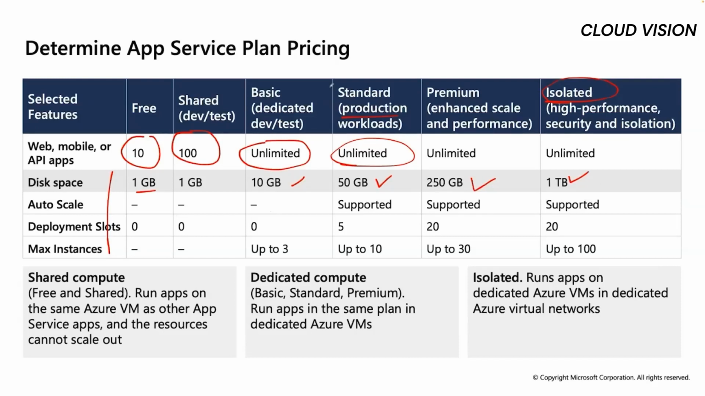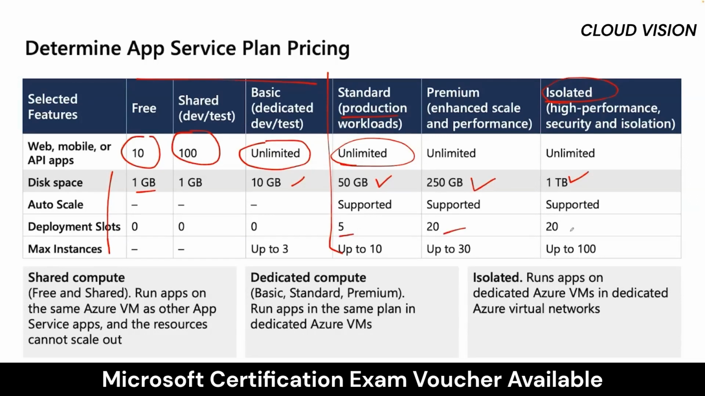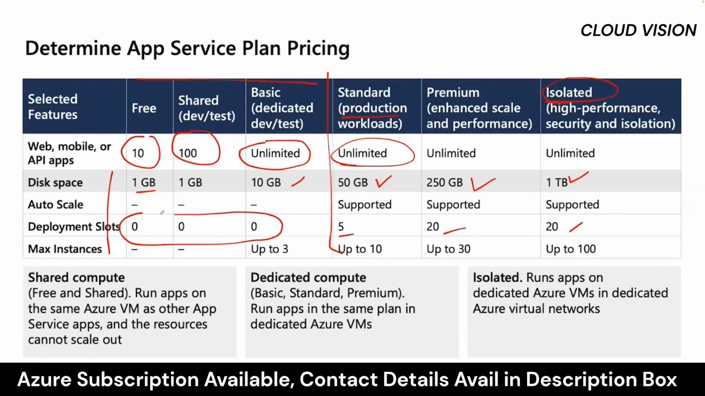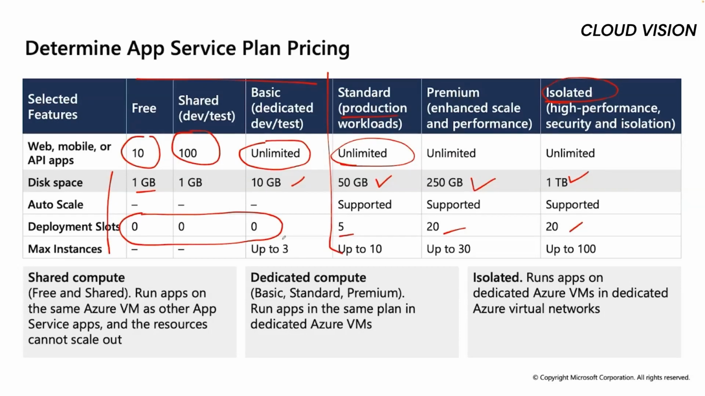Auto scaling is only supported for standard upwards, so standard, premium, and isolated. Auto scaling is not supported in basic, shared, or free environments. The deployment slots also are only supported in standard, premium, and isolated. So you can see that it is not supported at all in basic, shared, or free. If you are on basic and try to create a deployment slot, you will get a prompt that you must upgrade to standard or higher.